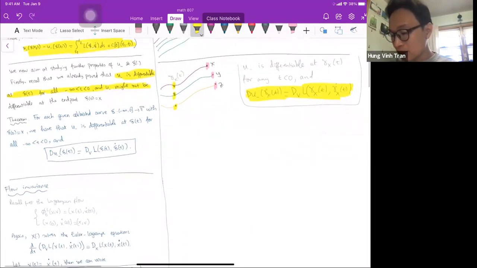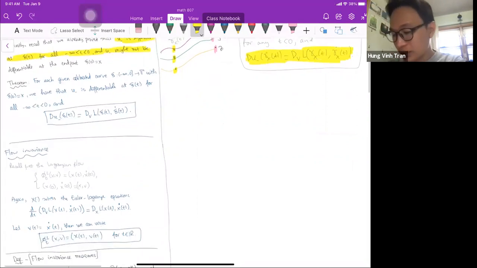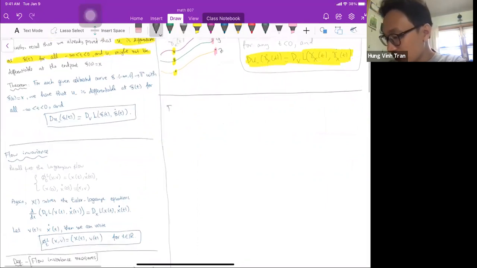Okay, so now we're going to introduce a new notion. This is flow invariance, and it's along the way with the fact that I'm going to introduce invariant measures here. But I'll just write it down right away. So flow invariance here is just, you know, flow invariance measures. By this, I mean that they are invariant under the Euler-Lagrange flow, okay?